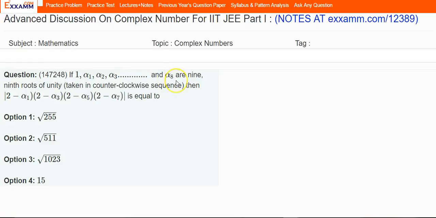Since these are the 9 roots of unity, let the equation be z to the power 9 minus 1 is equal to 0. Then what is the value of z to the power 9 minus 1? It would be equal to z minus 1 multiplied by z minus alpha 1, and so on, because these are the roots of this equation. So let us try and see if we can get some good results here.